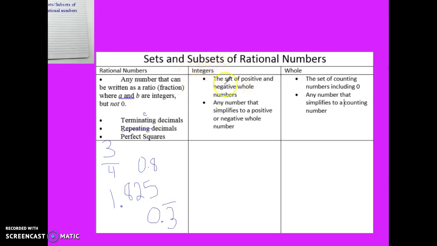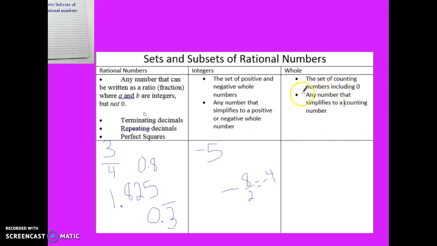The next set is integers. So integers are the set of positive and negative whole numbers, or any number that simplifies to a positive or negative whole number. So in integers, I could write -5, -8/2. So the reason this would be in integers is because -8/2 simplifies to -4.